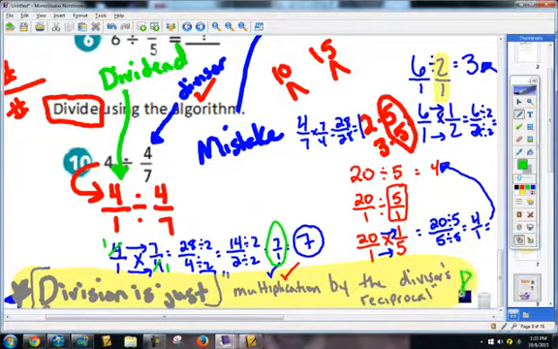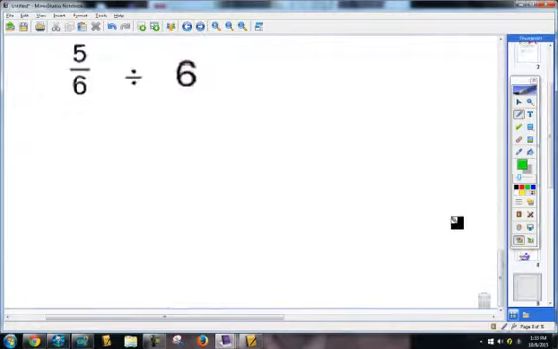But just remember this. Division is just multiplication by the divisor's reciprocal. Okay, let's go to the next page.